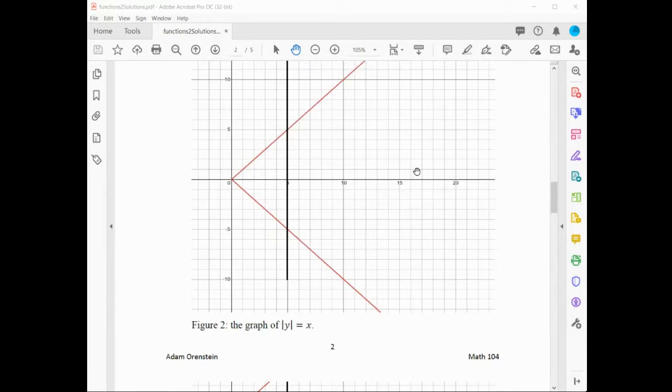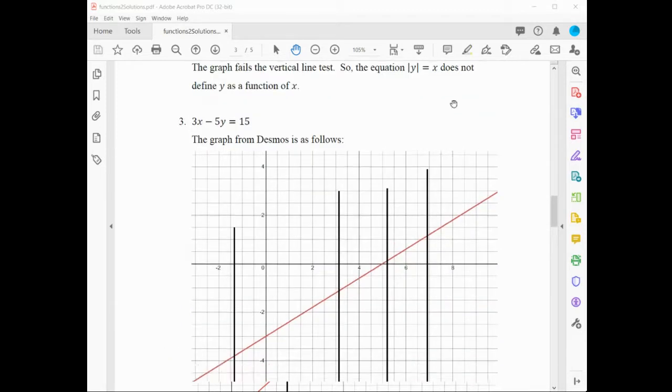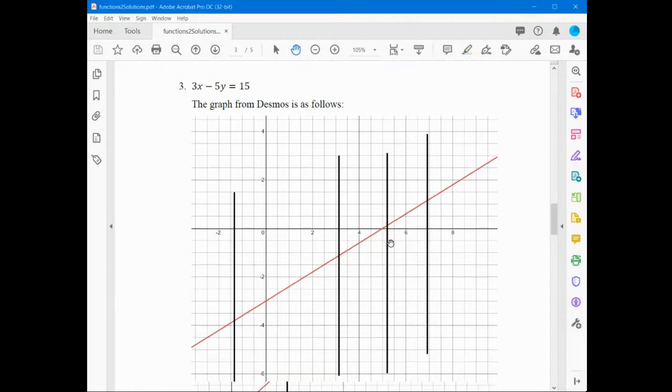All right, any questions on this? Okay, for the next one, can everyone see that? Yeah, okay, good. Just want to make sure everyone can see it.